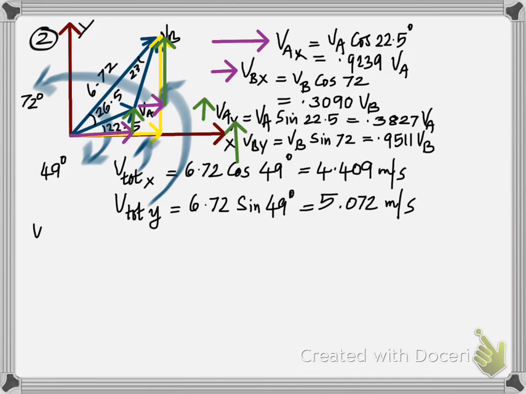So now we resolved both the vectors into its components. And if you carefully look at the diagram, you understand that the x component of the total, which is this one, is simply the sum of VAX and VBX. Is that clear enough? Okay.